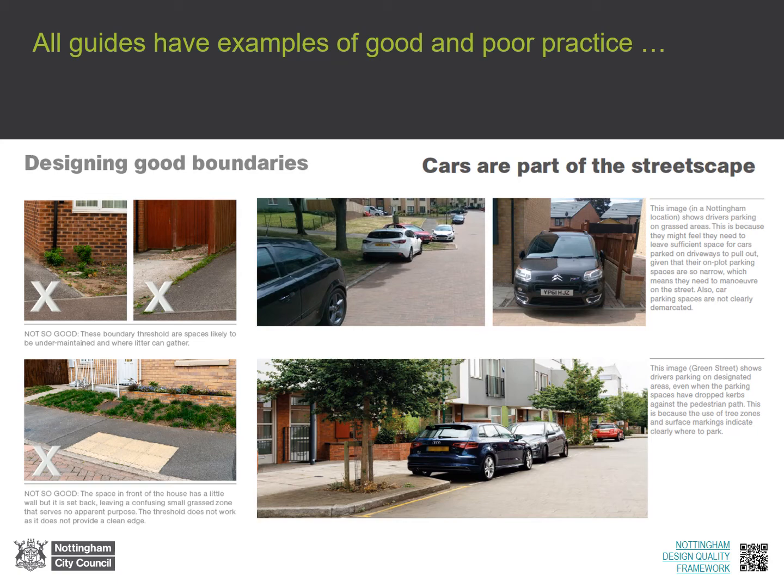On the left we see examples of designing boundaries which have not been so successful. The upper images show you where boundary thresholds and spaces may be under-maintained and where litter can gather if they are not designed appropriately. In the below image, we see a further example in which space in front of a house has very little wall, but it's set back. It leaves a confused small grass zone that has no apparent purpose. These images are made explicitly clear.